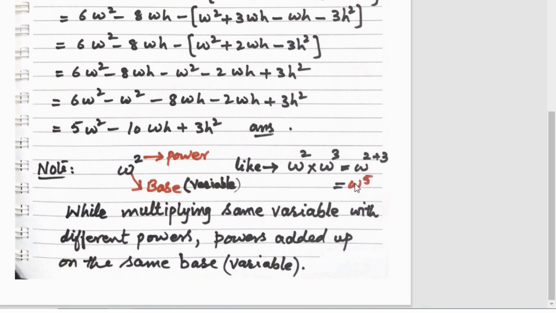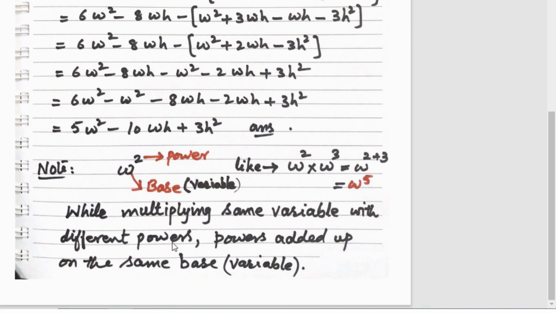So we will get W raised to power 5. Now the power of this W is 5, and we will read it like W raised to power 5. We have raised it till 5. Square and cube are read like W square and W cube. After 3 we read the powers like this: W raised to power 4, or W raised to power 5, or W raised to power 6, and so on.